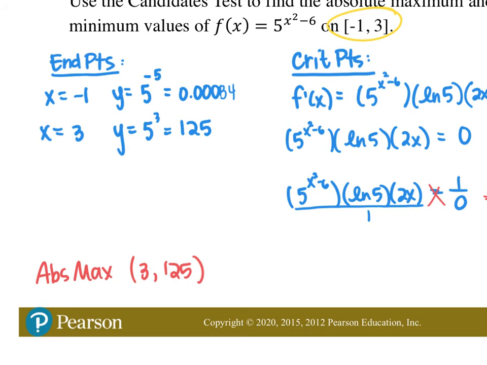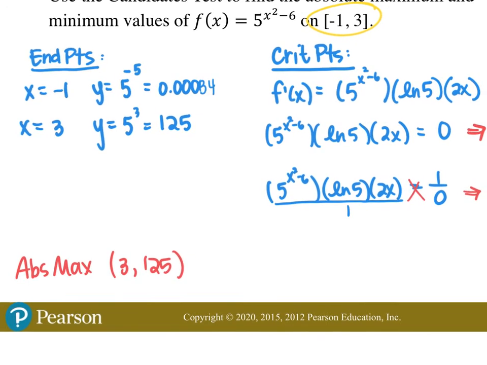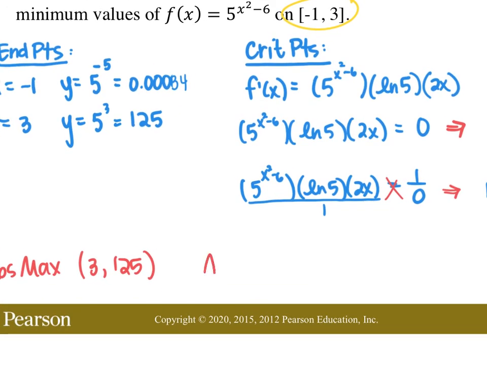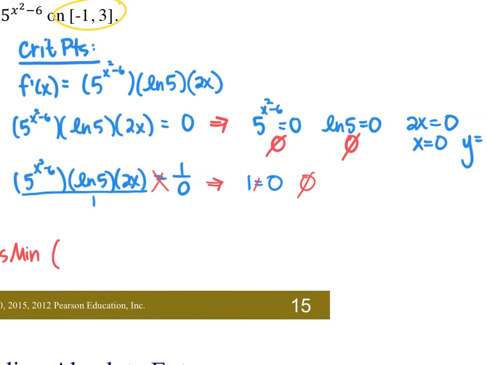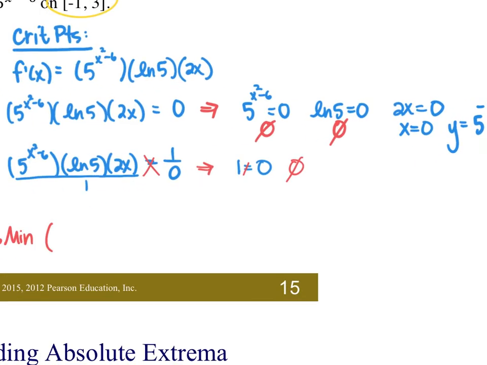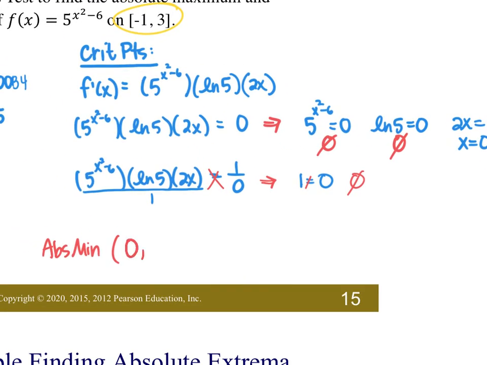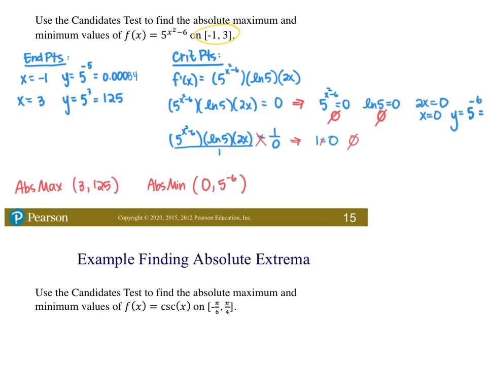Okay, that's higher. Now I check my really small numbers, and one of them is lower than the other, and that is this one over here. So that would be 0, comma, 5 to the negative 6, and that is my absolute min.